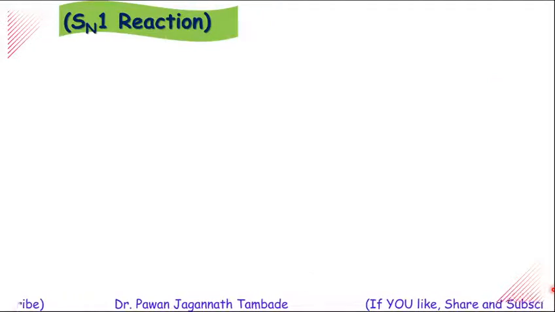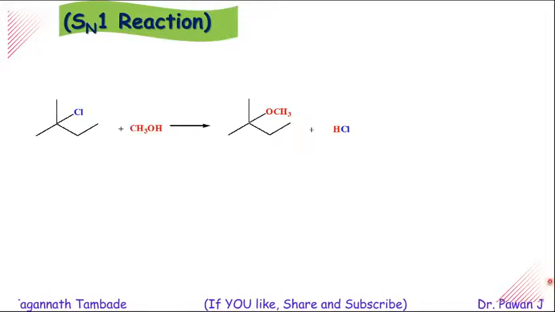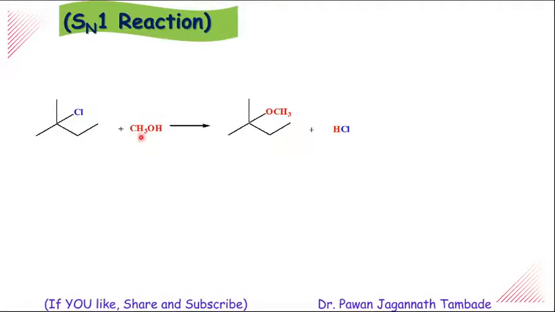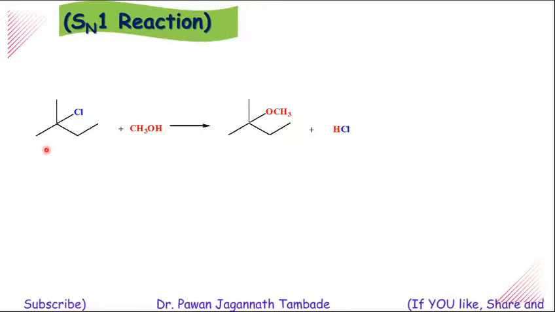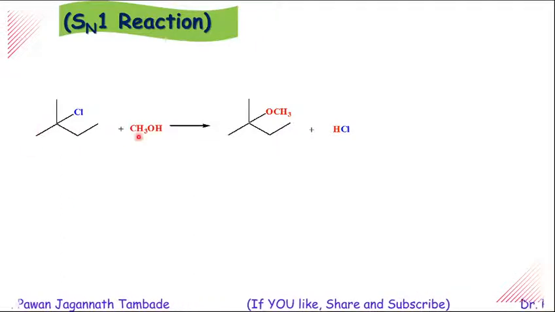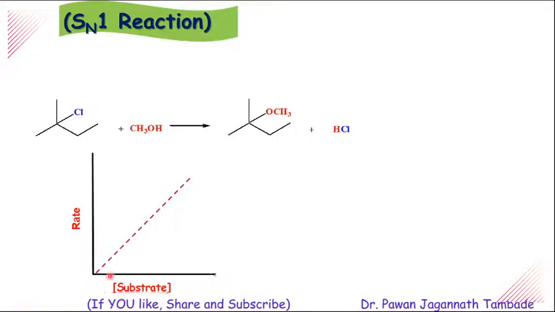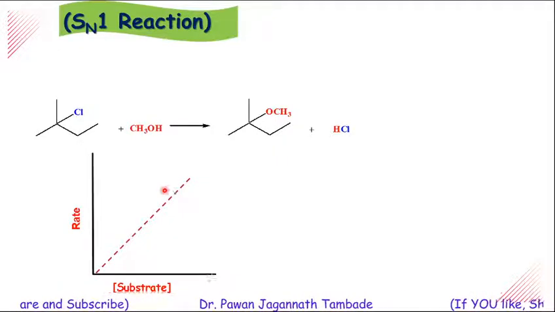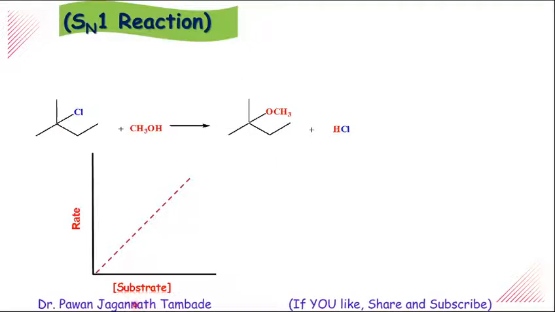Dear friends, in order to understand this SN1 reaction, first of all, consider one reaction in which a tertiary alkyl halide, which acts as a substrate or electrophile, reacts with some nucleophilic species, like in this case methanol, which will give this type of product. When we investigated this nucleophilic substitution reaction of tertiary alkyl halide with respect to substrate and nucleophile, we found that the rate of reaction depends upon concentration of substrate. When we increase the concentration of substrate, the rate of reaction also increases. It means the rate of reaction depends upon concentration of our tertiary alkyl halide or substrate.